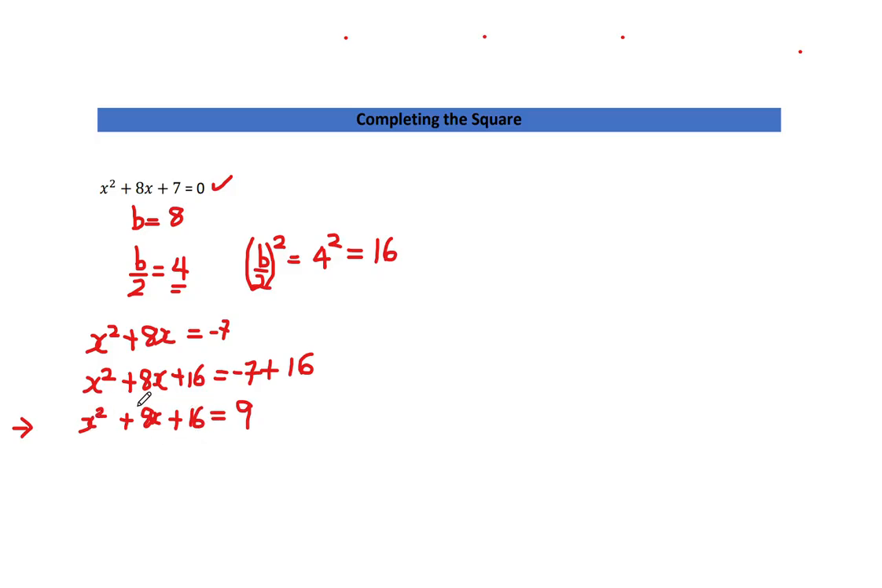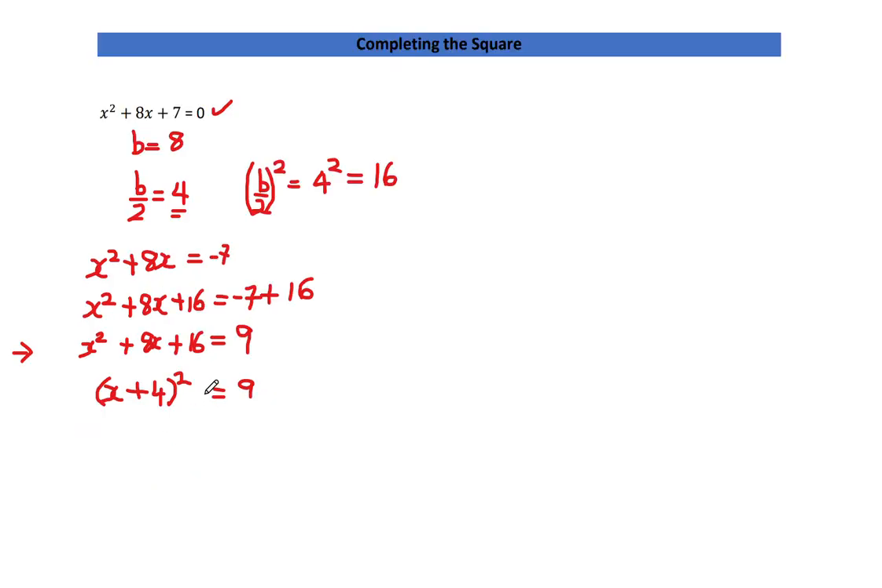then the left-hand side, we will need to determine the factors of the left-hand side. And the factors of the left-hand side are basically always x plus or minus, depending on whatever the b over 2 value is. In this case, it's positive. So the left-hand side is the same as x plus 4 all squared. And that is equal to 9. So x plus 4 all squared essentially represents the factors. x plus 4 and x plus 4 represents the factors of x squared plus 8x plus 16.